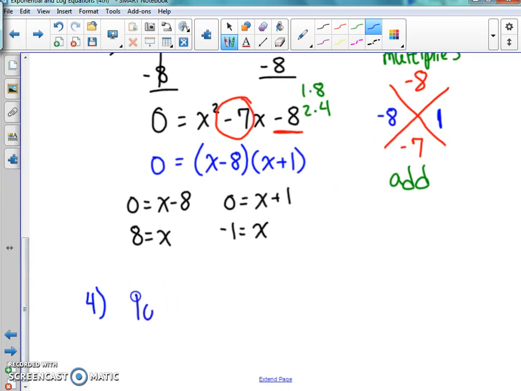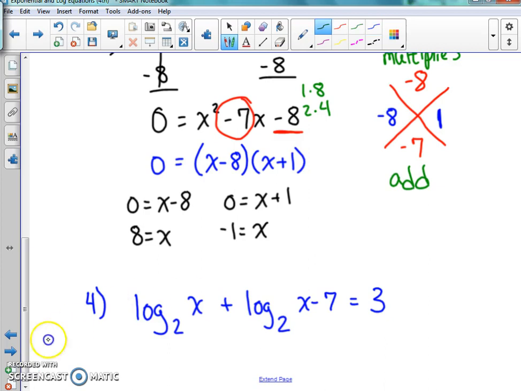Alright, so I'm going to go back to here. Come back to the beginning. Log x, base 2, plus log x minus 7, base 2, and that equaled 3 there. And we're going to check it with 8 first, and then we're going to check with negative 1. So we're going to use both values, 8 and negative 1, for the x values here.